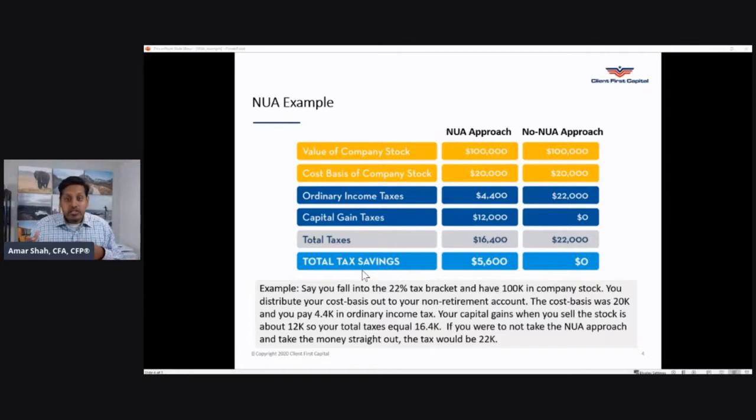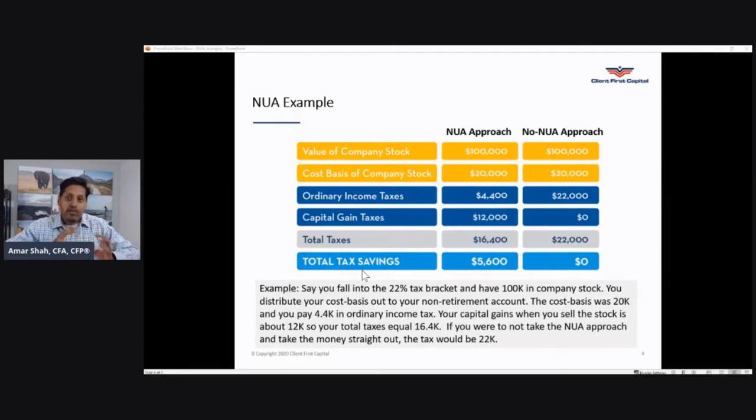If you were to take a distribution from a 401k plan and it was 100% company stock and you took $100,000 out, you'd pay 22% taxes on that, which would leave you with a tax bill of $22,000. Now, if we did our net unrealized appreciation strategy, we could take that same $100,000, pay ordinary income on the $20,000, which is $4,400, and then the rest of it would be long-term capital gains, which is then $16,400 as a total, which saves you about $5,600.